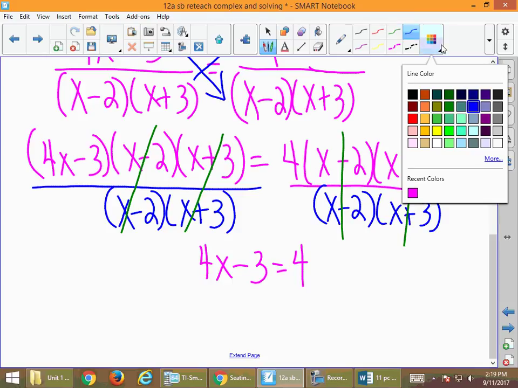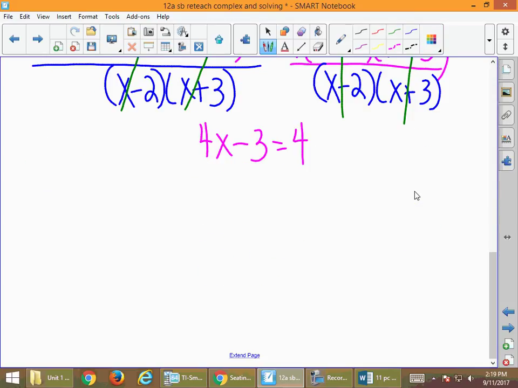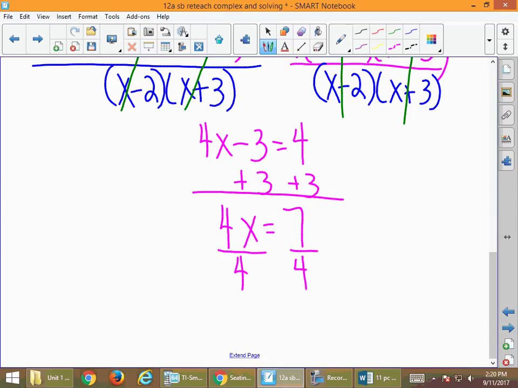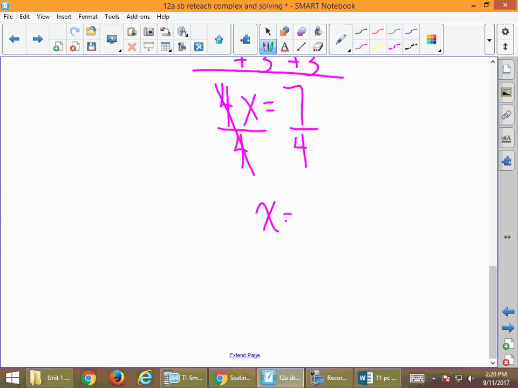And we can solve. So we can add 3 to both sides. We get 4x equals 7. Then we divide both sides by 4. And I know it's not pretty, but you can get a fraction answer. And we end up with x equals 7/4.